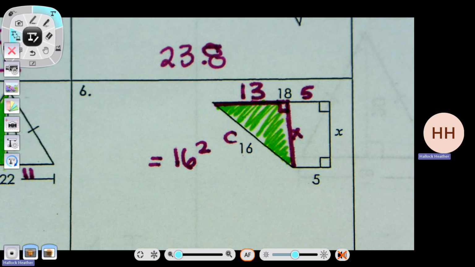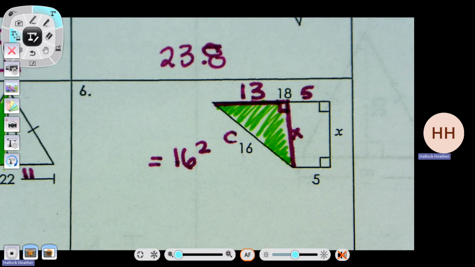You're not finding area. If you were finding area, that would be a whole other step. Yeah. Good. Okay, we're doing good. Good. That's correct. That's correct.